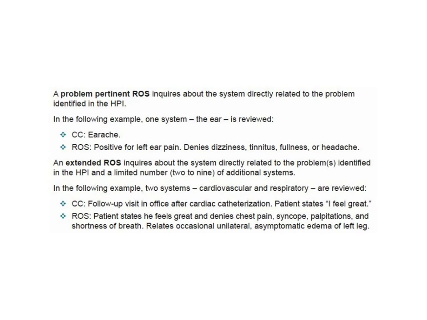So examples here again are your problem pertinent review of systems and then your extended review of systems. So here, say you have a chief complaint of earache. Your HPI would include your onset, location, duration, all of your old cards, and then your review of systems, positive for left ear pain. Again, if you had that statement in there saying pertinent positives noted in HPI, you could leave that piece of it out, but they're denying dizziness, fullness, or headache with that ear pain. So again, an example, and then down below you see kind of a more extended review of systems.